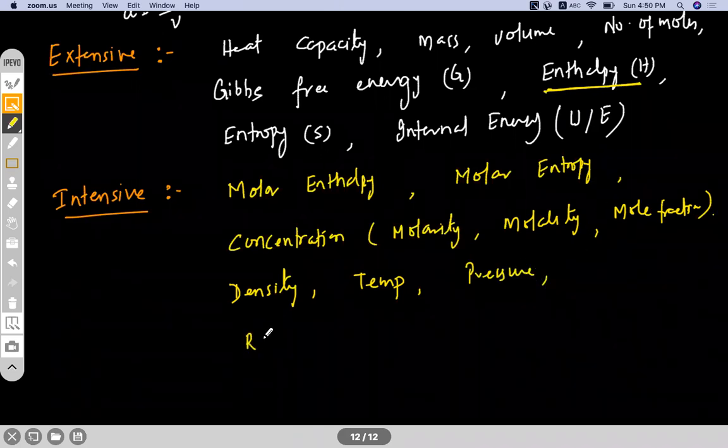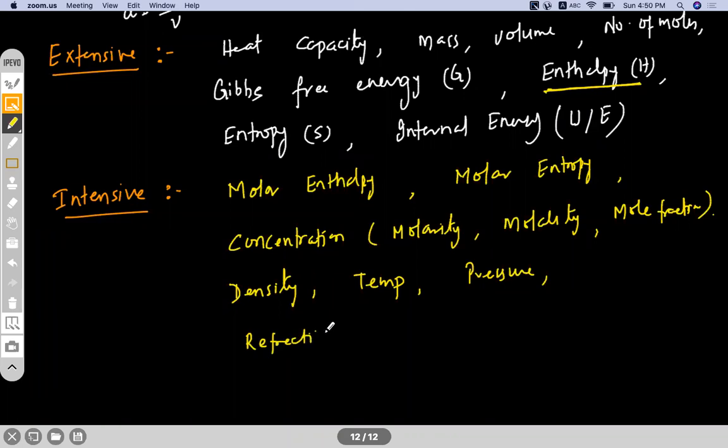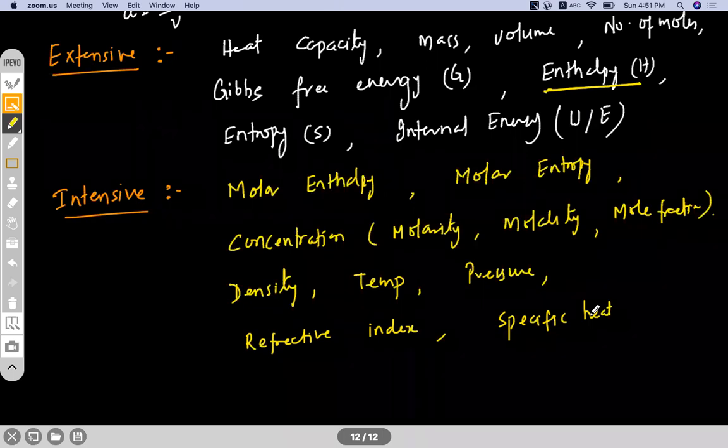Refractive index, you will study in physics, is also intensive. Specific heat, a specific term also, if you have seen written here, specific means for 1 gram, molar means for one mole. So whenever you see these two terms, specific or molar, written before any term, it is always intensive. Did you get it? Whenever a term starts with molar or specific, then it is an intensive property.